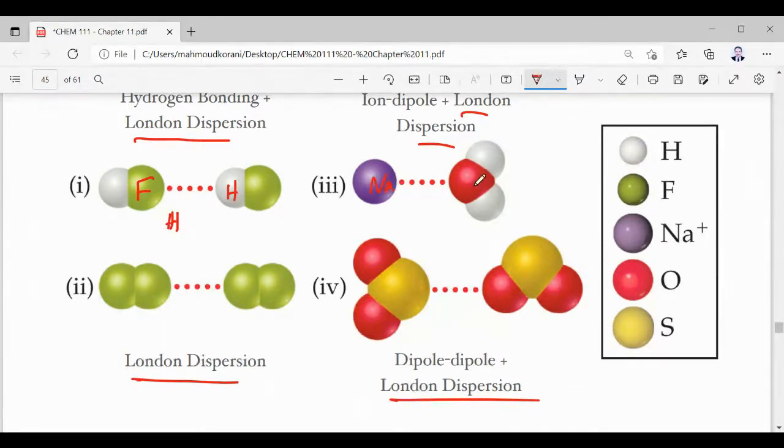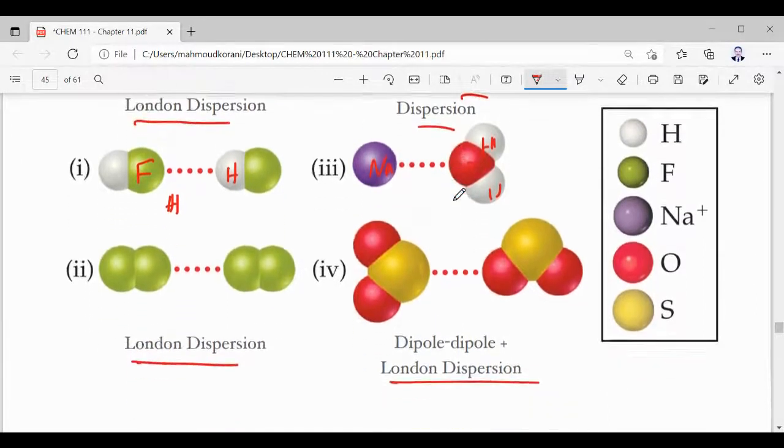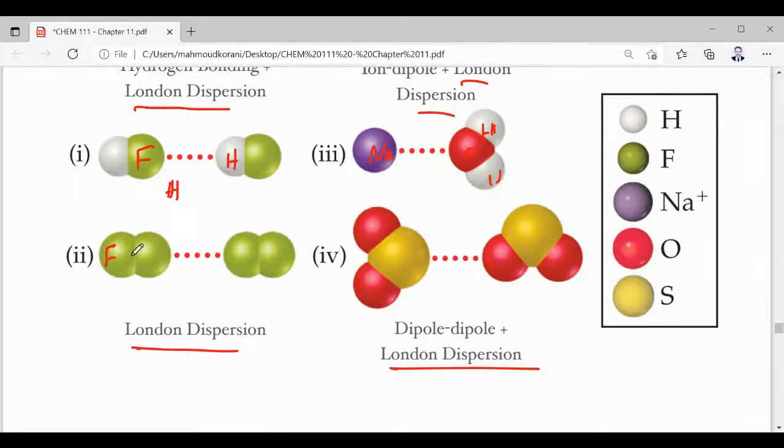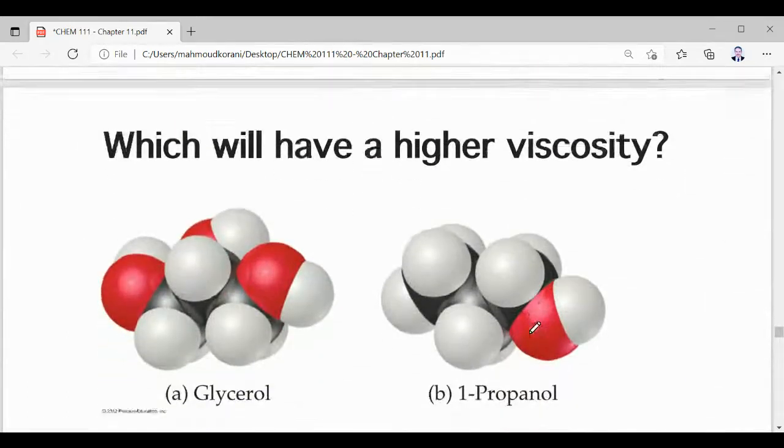This is sodium, and this is oxygen with water. So it's an ion with a polar compound: ion-dipole interaction, ion-dipole interaction, ion-dipole interaction. This is fluorine, F2 with F2. This is a non-polar compound, so it contains only London dispersion. If you look at that one, this is sulfur with oxygen. These are polar compounds. You could expect they contain the dipole interaction.